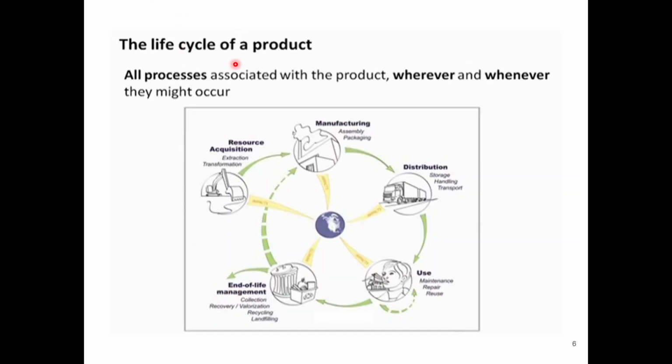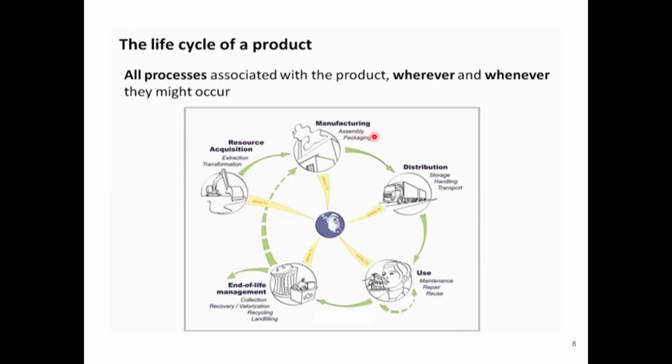So for a certain product, all the processes associated with the product, wherever and whenever they might occur, are considered in the life cycle. For example, the main standard processes for every product are resource acquisition, manufacturing, distribution, use, and the last, end of life management. Inside the first process, resource acquisition, there will be various unit processes, such as extraction, transformation, raw material collection, etc. Those are the unit processes.